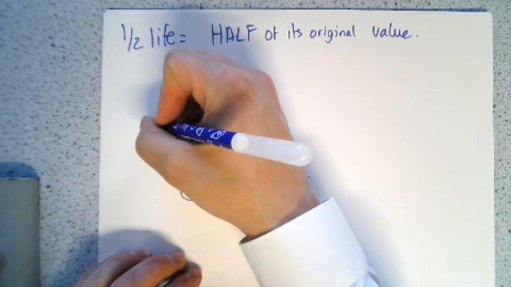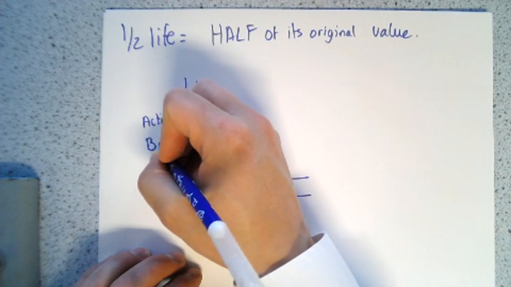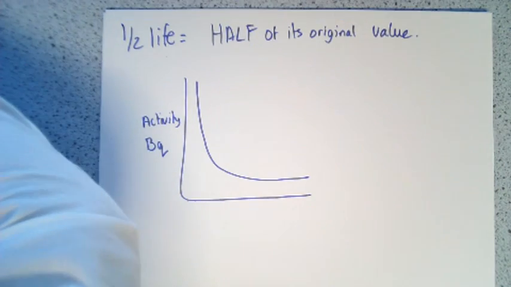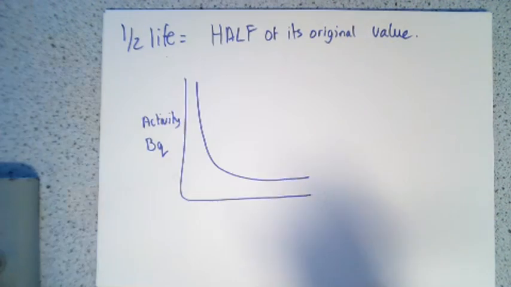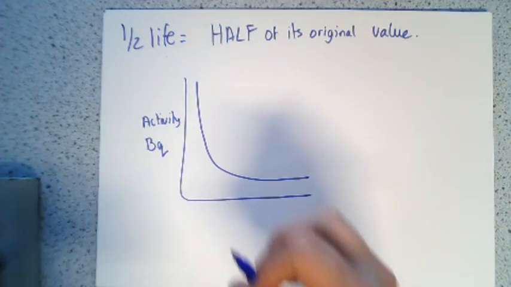Where they could give you the activity in becquerels. They could give it to you in count rate. They could give it to you in mass of sample. They could give you anything like that, but it will be the same pattern. So it's activity and it's time.